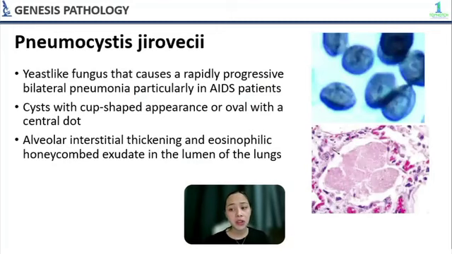And we also have your pneumocystis jirovecii. So these are yeast-like fungus which causes a rapidly progressive bilateral pneumonia, particularly in AIDS patient. So ang itsura ng cyst ng pneumocystis, parang cup-shaped sila or oval with a central dot. So yung findings sa lungs, there is alveolar interstitial thickening and meron siyang eosinophilic honeycomb exudate in the lumen of the lungs, like this one.